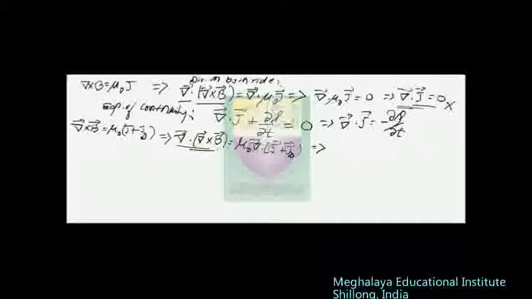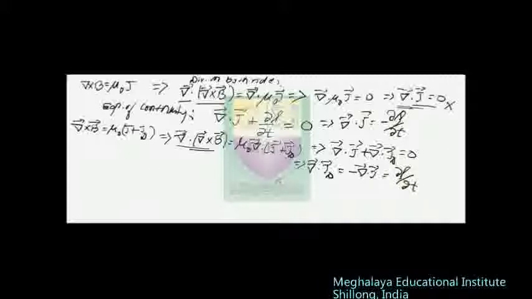This side is 0, this side is 0. So dividing throughout by mu naught, I can have del bar dot J bar plus del bar dot JD bar is equal to 0. So what is my del bar dot JD bar? It is nothing but minus of del bar dot J bar. But what is del bar dot J bar? It is minus del rho del T. So the minus minus gets cancelled, and it is del rho del T.